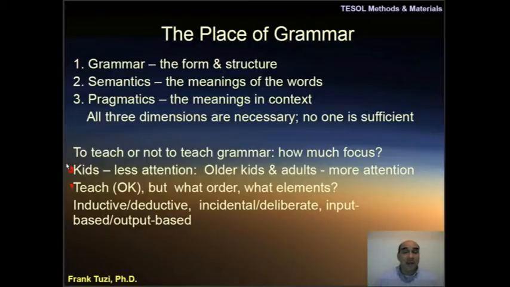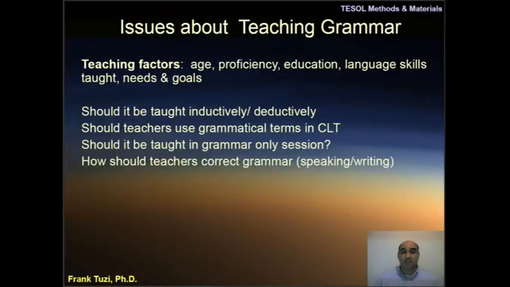Do input-based and do output-based. Force them to do something to show that they actually have studied and know. All of these are going to be necessary but not sufficient. And so, again, you want to be eclectic and you want to try to play with both input and output, both inductive and deductive, both incidental and deliberate. Again, that would be my opinion.